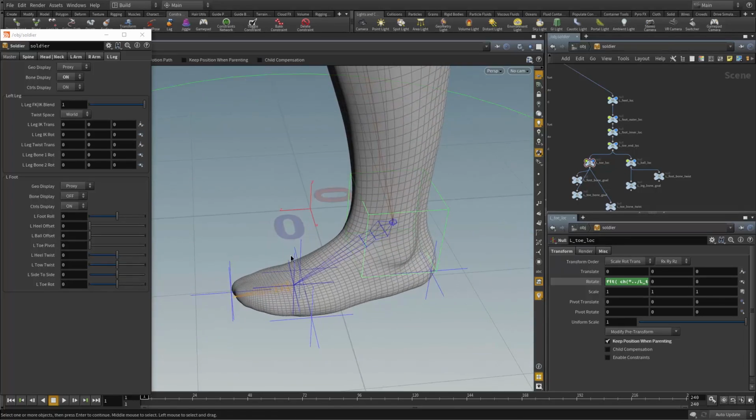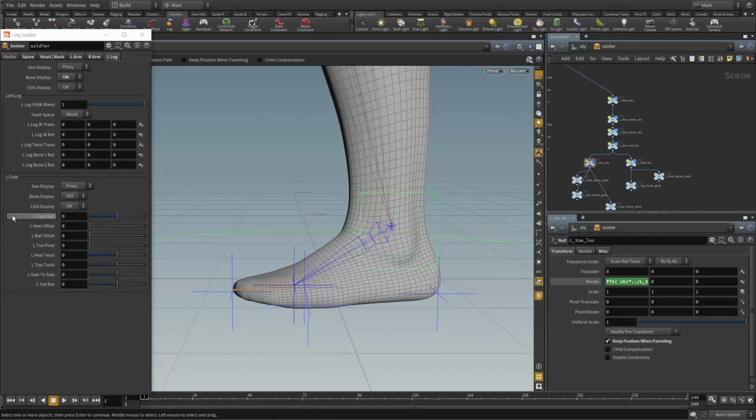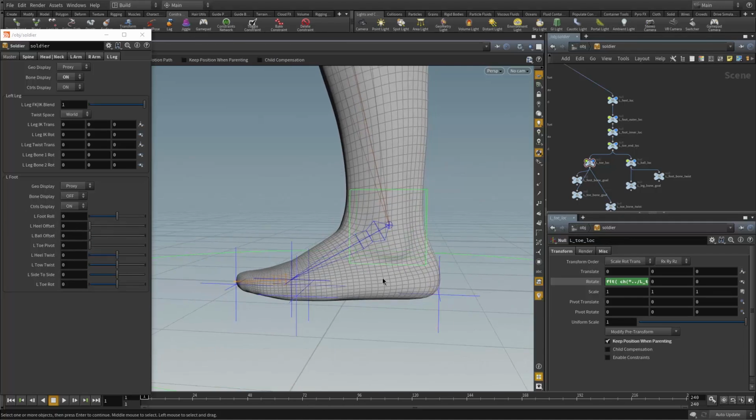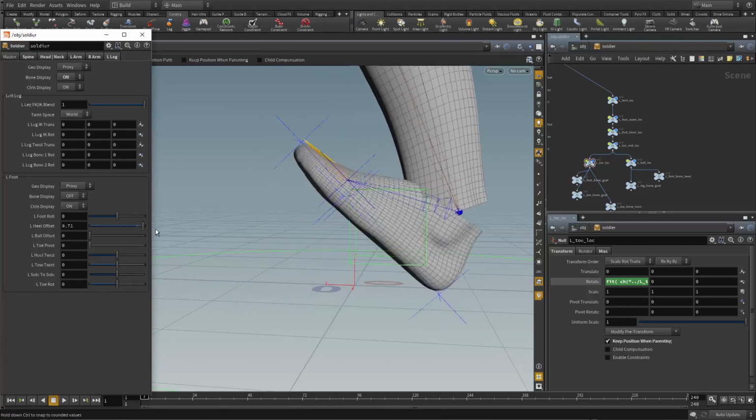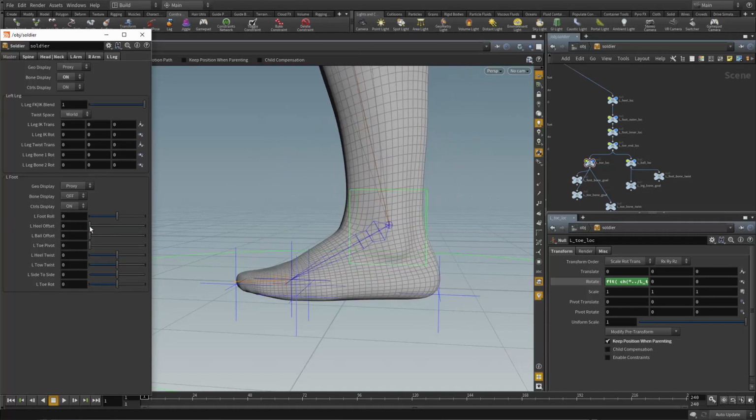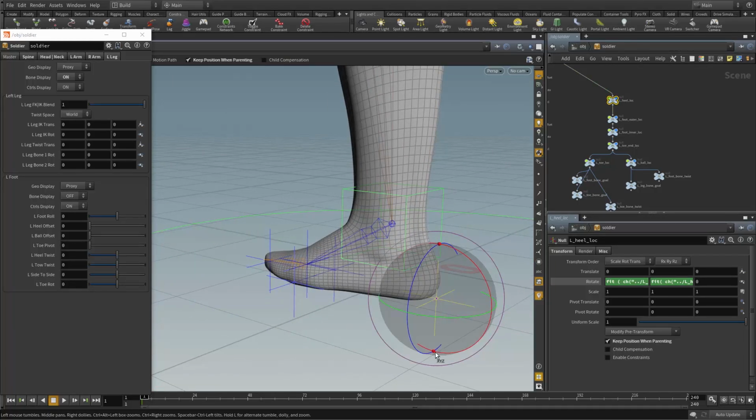So if we look at our blue pivot nulls, we're going to set aside foot roll for the moment. But if we look at left heel offset, what we want it to do is, when it's at 0, the foot is flat on the ground. And when it's at 10, so from 0 to 10, we want the foot to rotate back from this position. So that's simple enough. We have a parameter going from 0 to 10, and then we have a null that we want to rotate back in X.